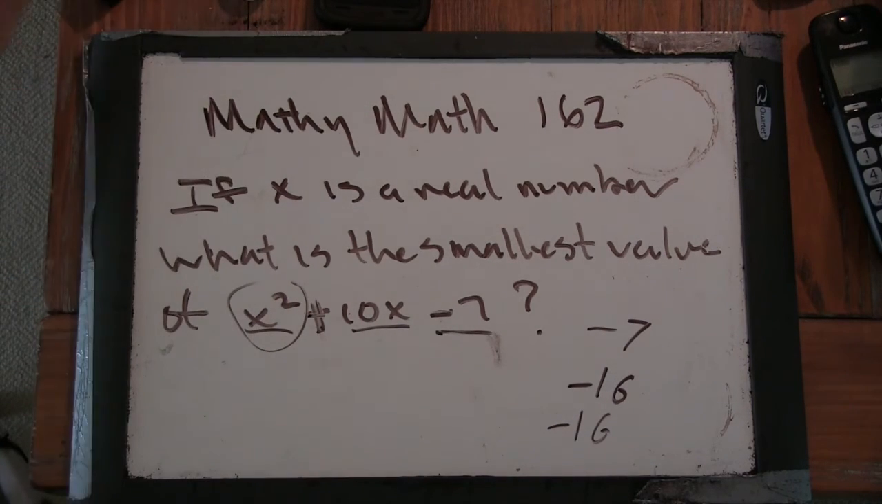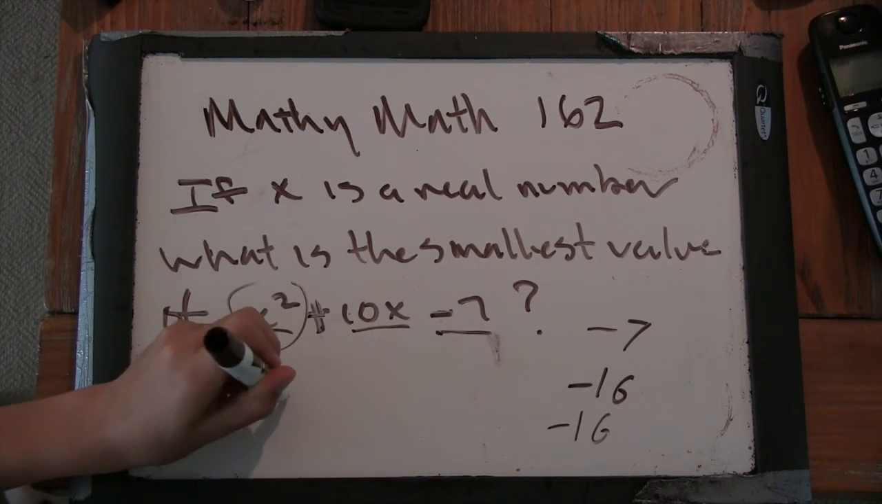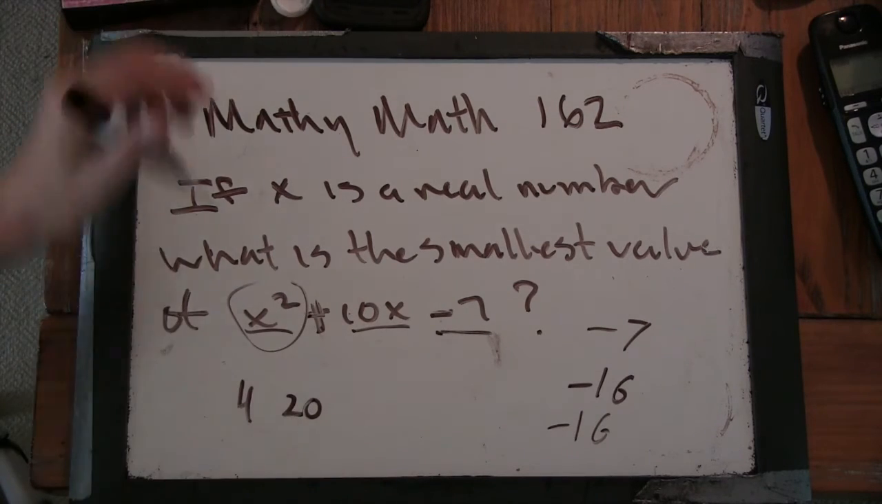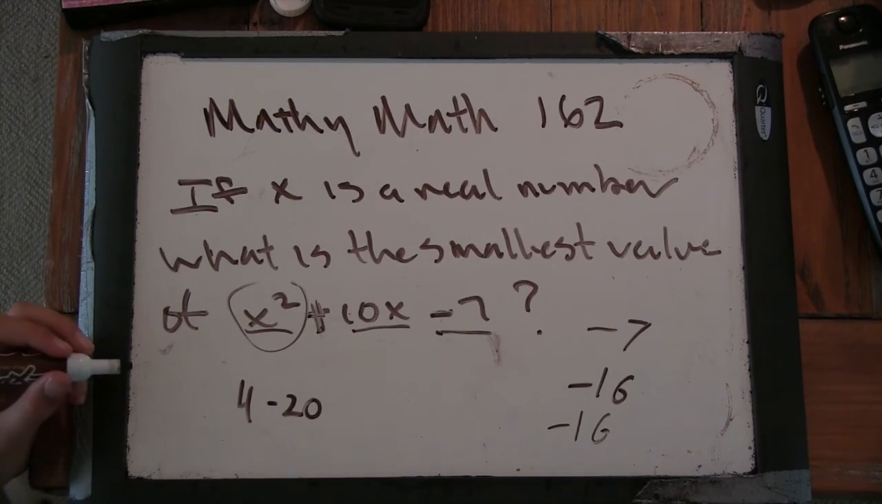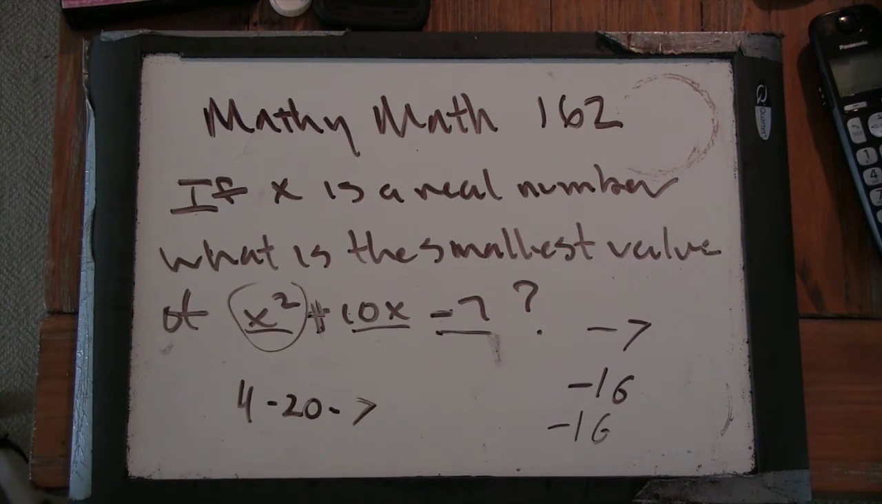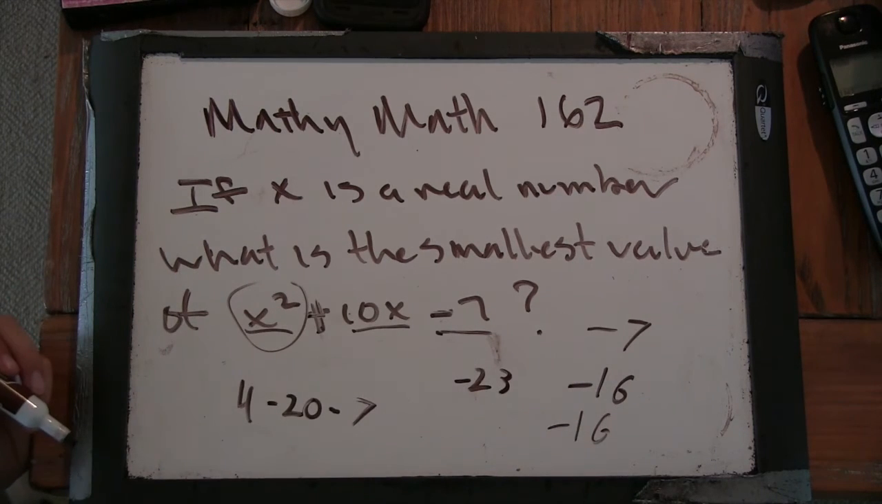Alright. So 2, 4 plus 20 minus 20. Why is it minus 20? Because I'm using minus 2. Minus 2. Okay. Minus 7. Here it's negative 23. Okay.